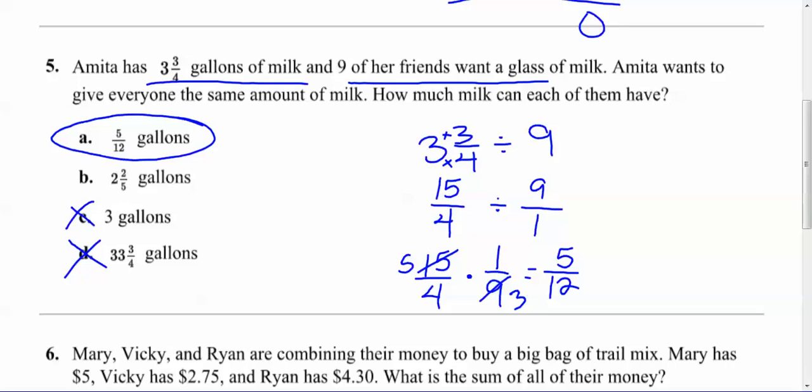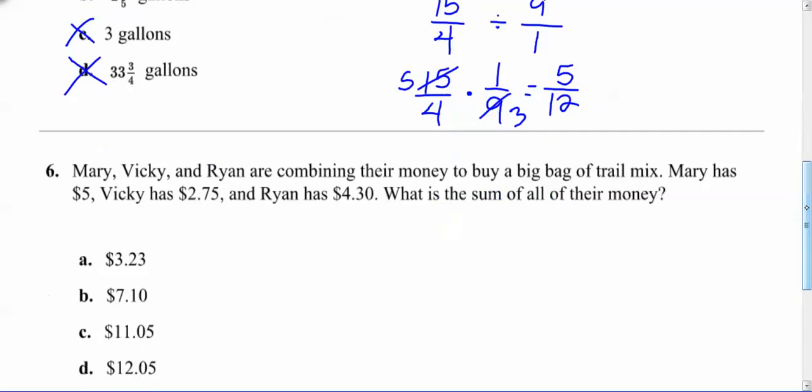If you only have close to 4 gallons, there's no way you can give everyone 3 gallons. Common sense would essentially lead you down to your top 2 choices there. So anyway, let's go to the next one.